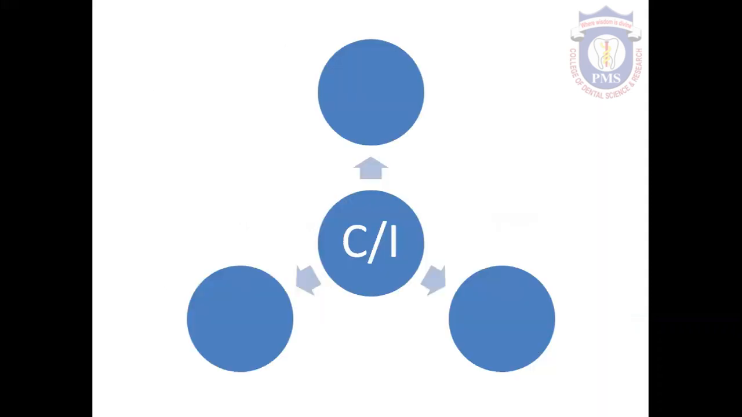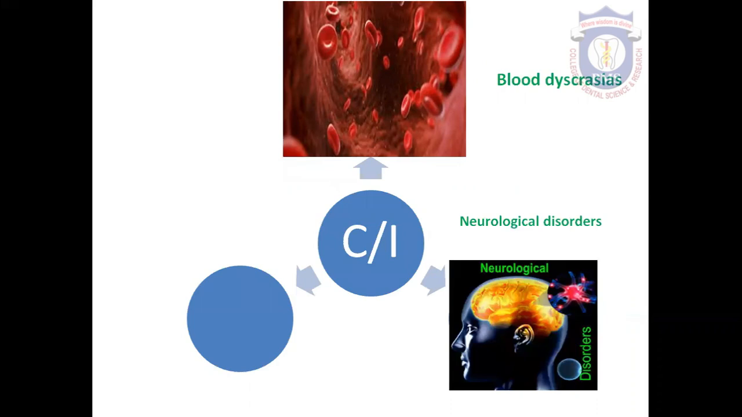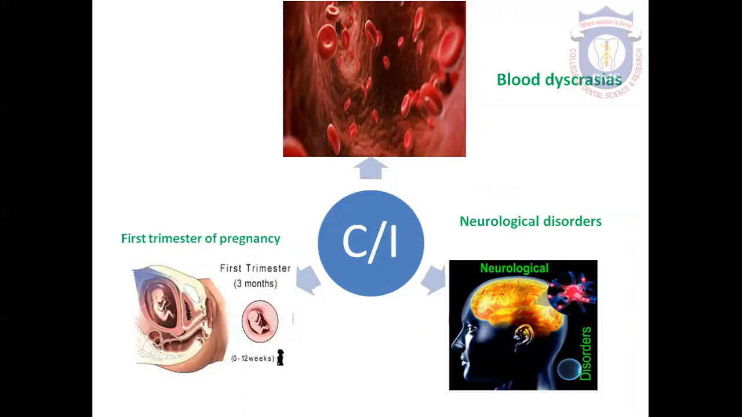Contraindications of metronidazole include blood dyscrasias and any neurological disorders. Metronidazole should not be prescribed in patients with a history of neurological disorders. It is also contraindicated in the first trimester of pregnancy because of the risk of mutagenesis. It is better to avoid metronidazole during pregnancy. So the contraindications are blood dyscrasias, neurological disorders, and first trimester of pregnancy.